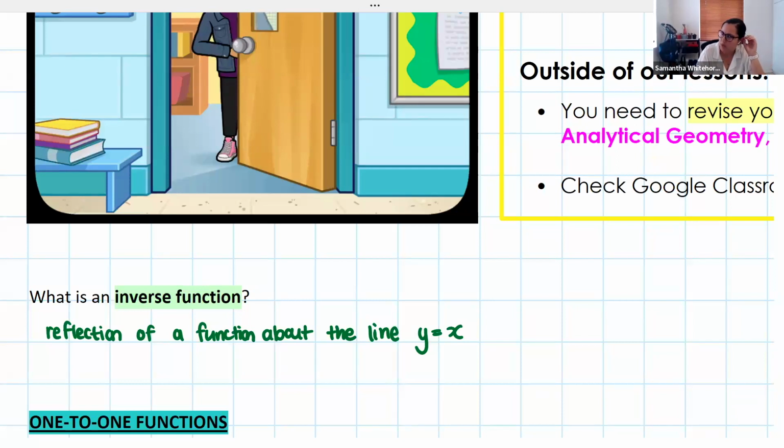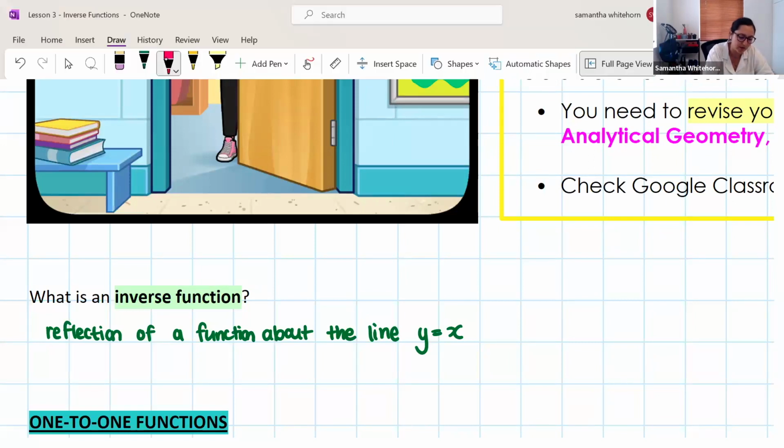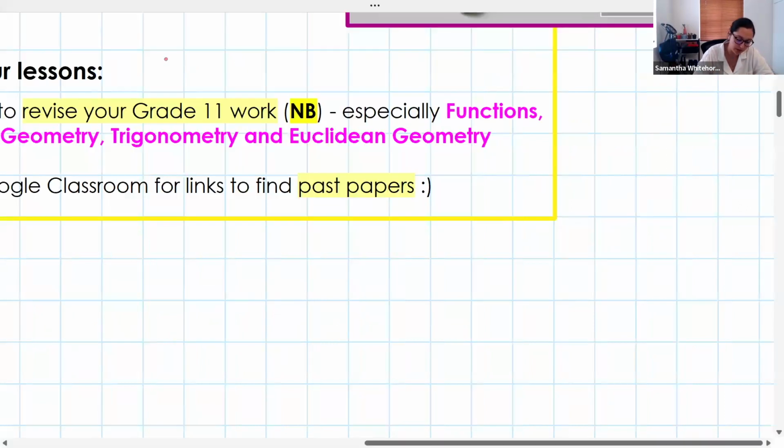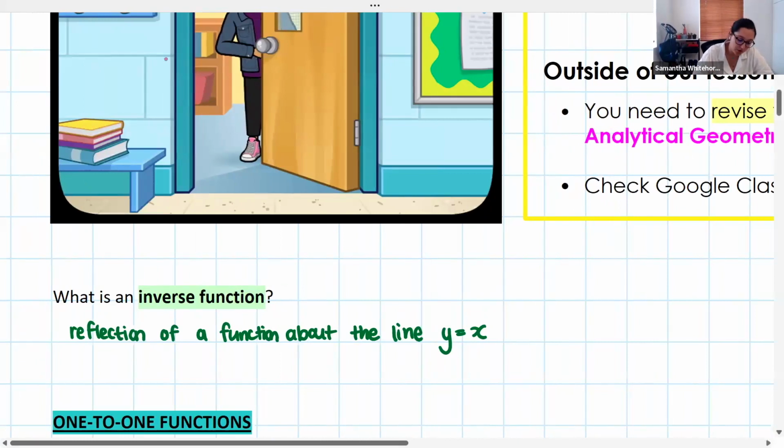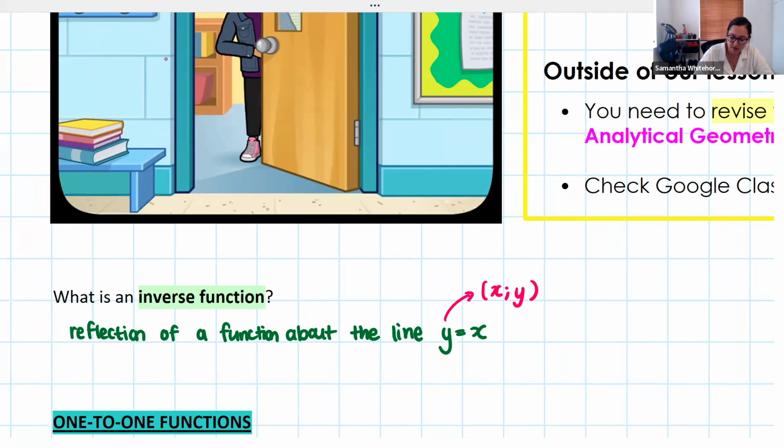Now, this line y equals x should be familiar to you because we spoke about it in grade 8 and 9 when we did transformation geometry. So when you did translations and rotations and reflections and all of that fun stuff. And if you do remember that topic, what you hopefully also remember is the fact that the rule for reflecting about the line y equals x is that you swap your coordinates.